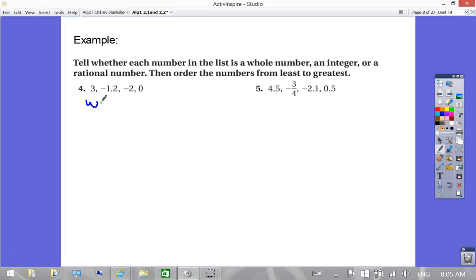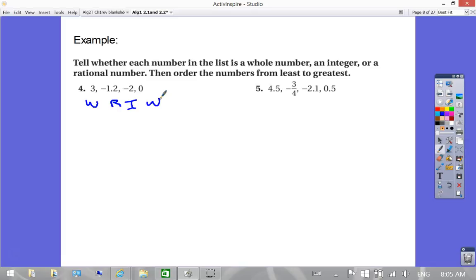What about negative 1.2? I mean, that's a decimal. Could be represented as a fraction, so that'll be rational. What about negative 2? That would be integer. And what about 0? 0 is a whole number, right? So, okay, now put them in order from least to greatest.